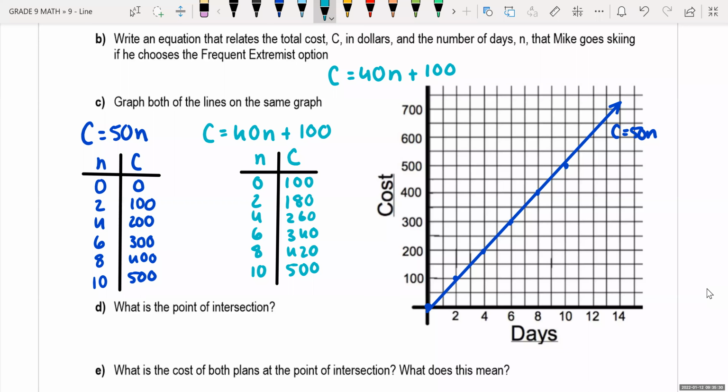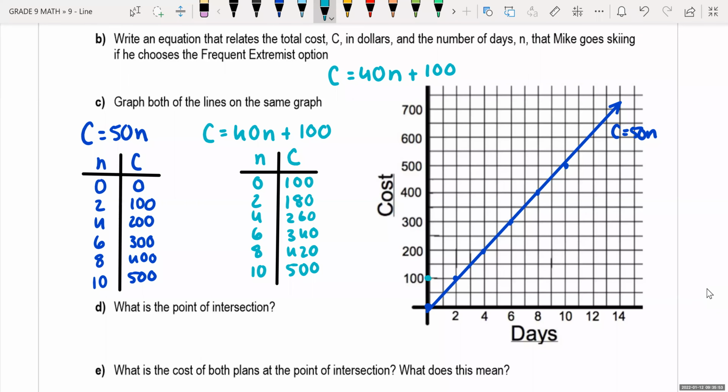Okay, I'm ready to go ahead and graph this. So you have to be careful. This graph is not going to start at 0, 0. It's going to start at 0, 100. Again, that makes sense. So even if Mike doesn't go with the second option, the frequent extremist option, even if Mike doesn't go skiing a single day, he still has to pay the $100 registration fee. Then we're going to have to estimate where these numbers are going to be.